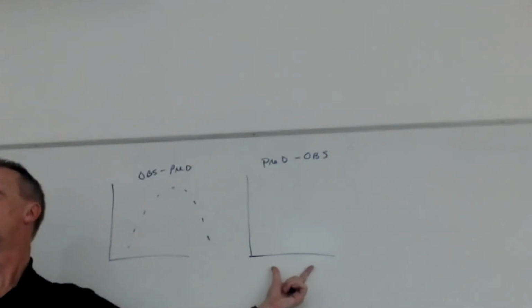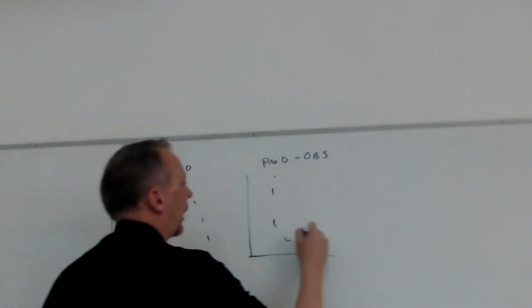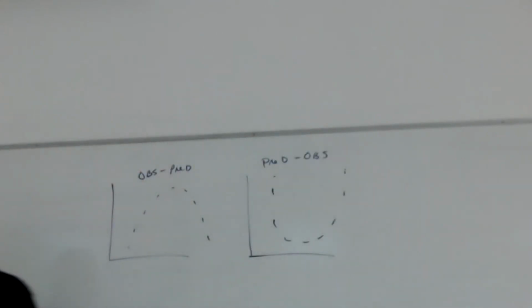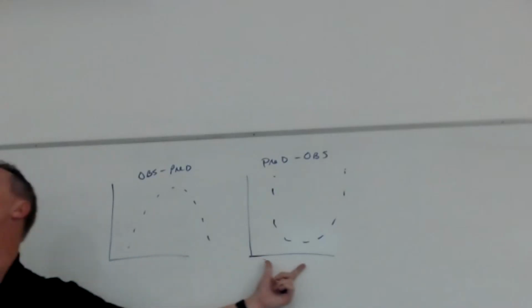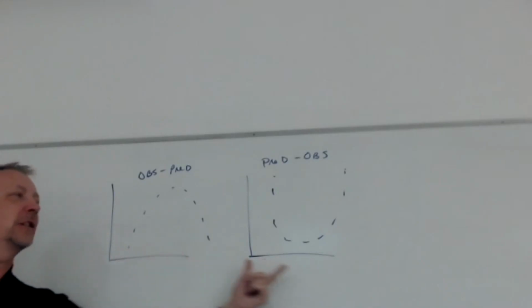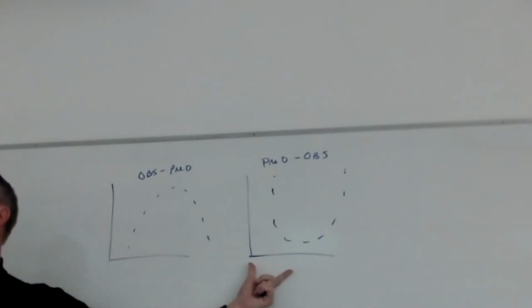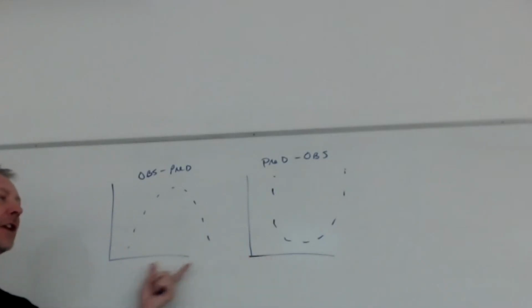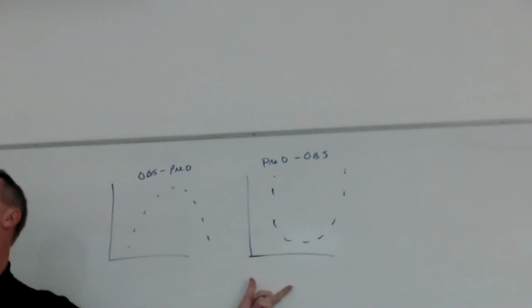A U. It would be a U. So the graphs are different, correct? But they're just oriented differently. If you got a residual plot that looked like this or this, would it matter to you? No, because, what would you say? Does this have constant error variance? No, it doesn't.